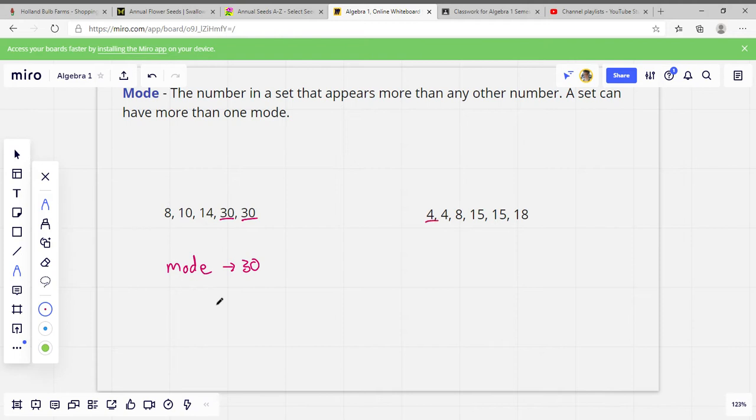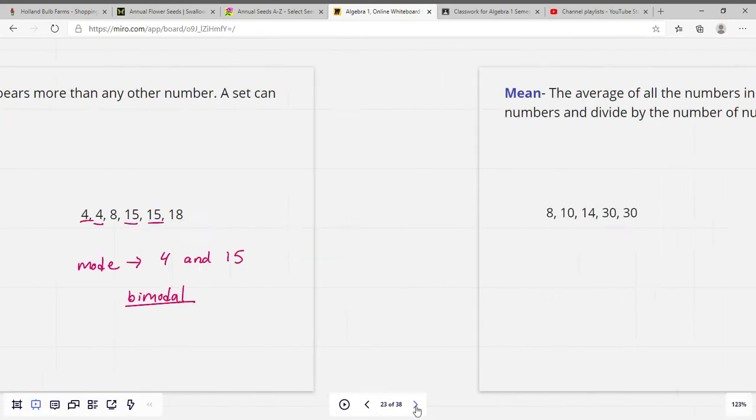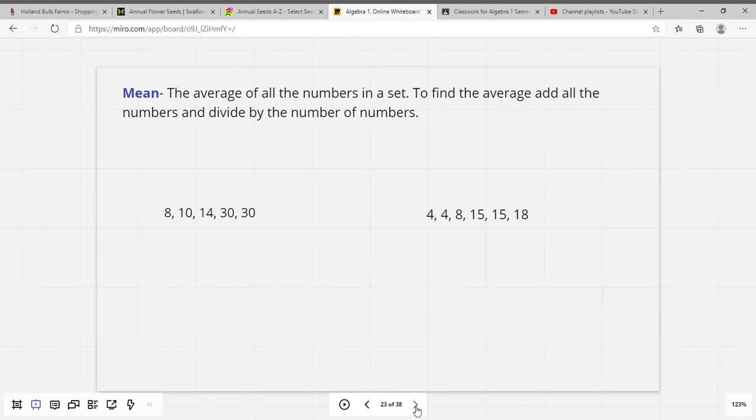For this one, we've got 4 appears twice, 8 doesn't have any more, and then 15 appears twice, 18 doesn't have any more. So this one has two modes, 4 and 15. And when there's two modes, it's called bimodal. Just means it has two modes. You could even have 3 or 4 modes if they appeared the same number of times. So whichever number appears the most is the mode. Most is mode.